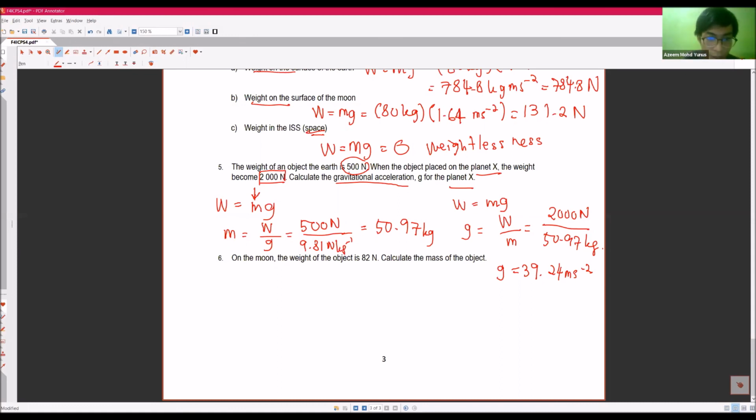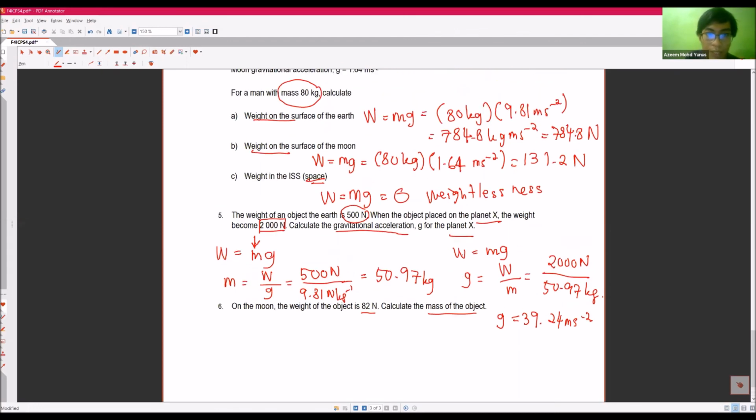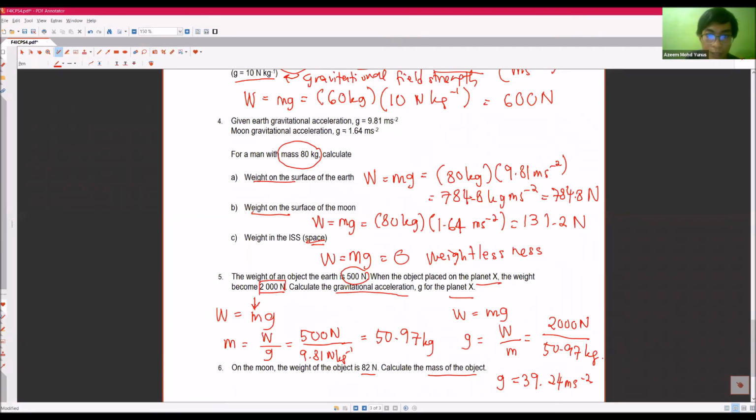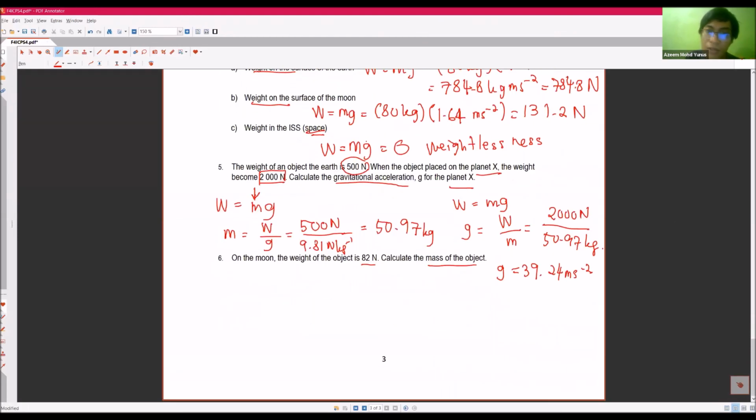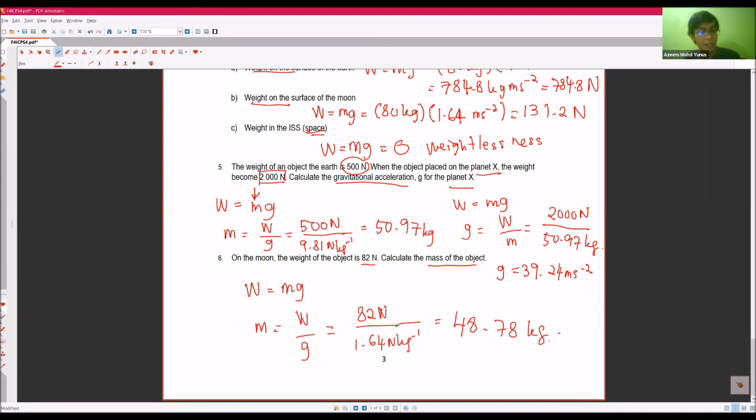Okay, let's see the final question. On the moon, the weight of the object is 82 Newton. Calculate the mass of the object. So how are we going to calculate the mass of the object? We have to use G of the moon. When we scroll upwards, it's already given us the moon's gravitational acceleration, 1.64. So let's just use that. So W equals mg. We arrange it, M equals W divided by G. So 80 Newton divided by 1.64 Newton per kilogram, we got 48.78 kilograms. Okay, as simple as that.